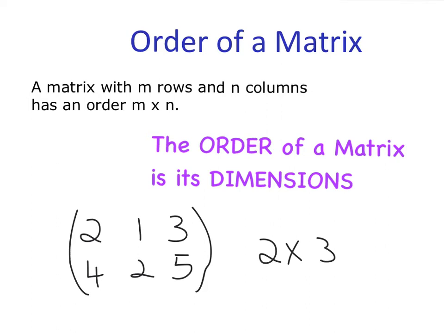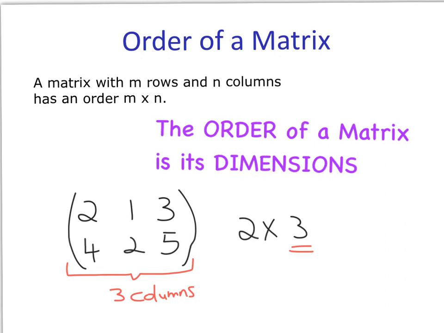Okay, so here we can say the 3 columns, and here 2 rows. So it's a 2 by 3 matrix, or the order of that matrix is 2 by 3.